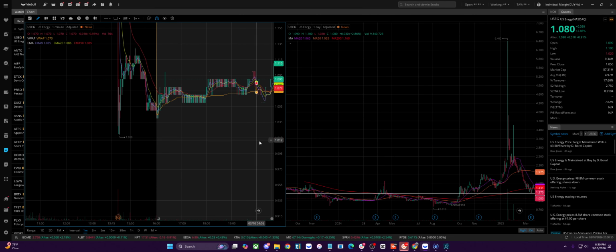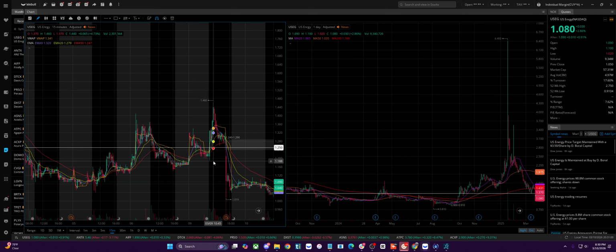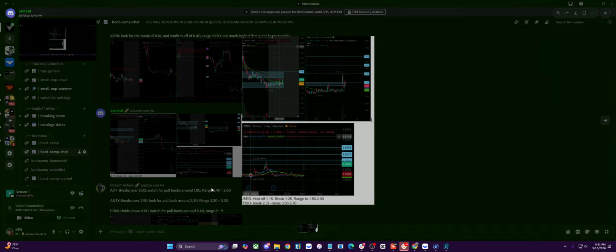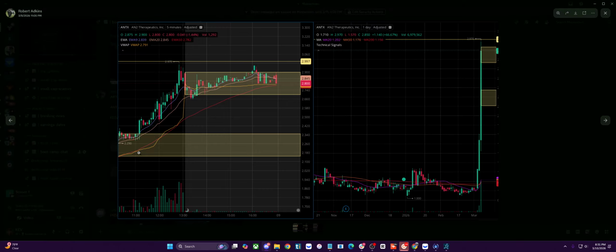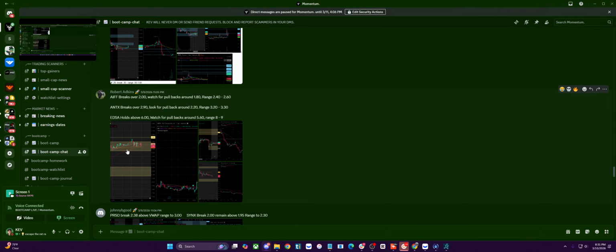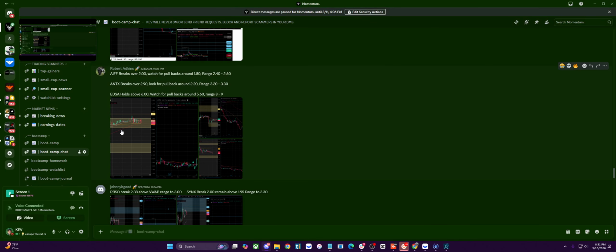But the game plan here is good. The game plan is good. It's just a matter of how USEG trades. That's where my concern initially came from. And PR, so same story there as well with the overextension. And TX, what have we got here? Breaks over 2, watch for pullbacks around 180 for the range to 240 and 26.